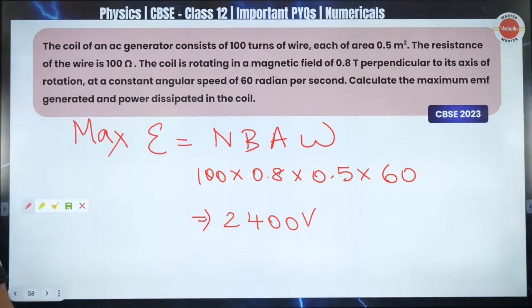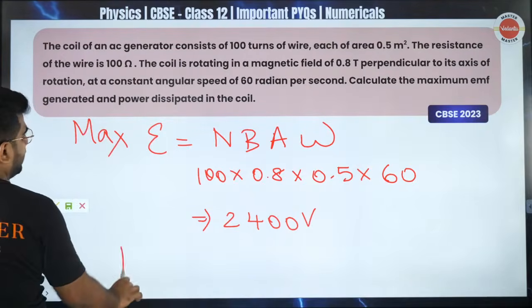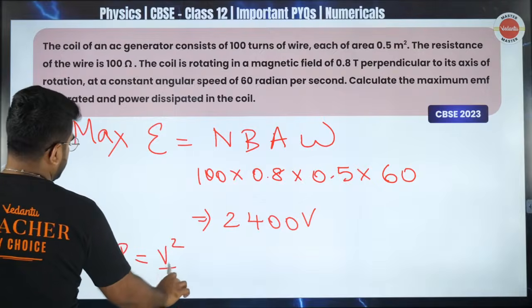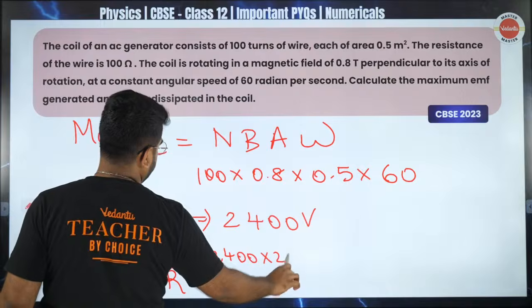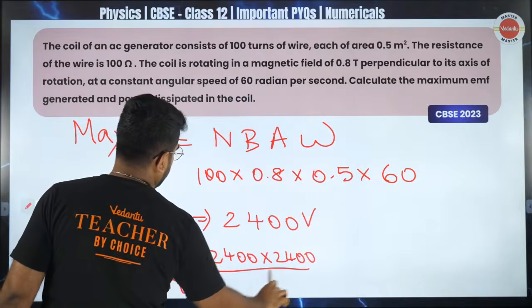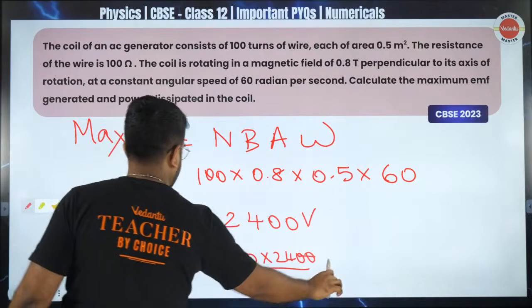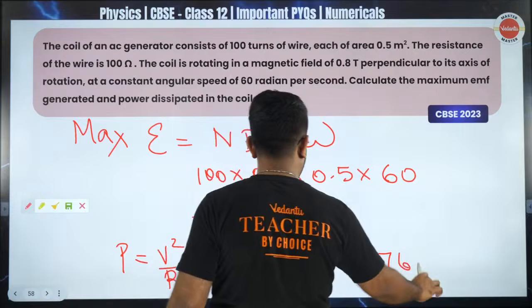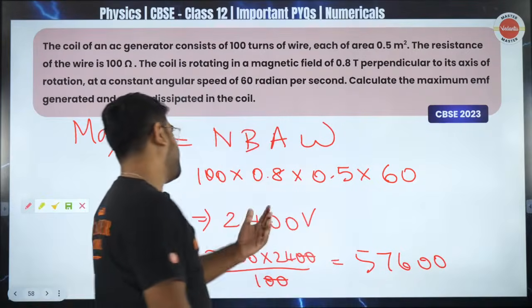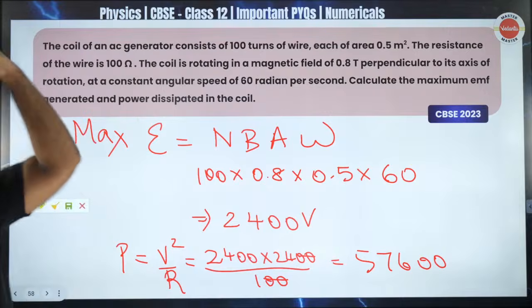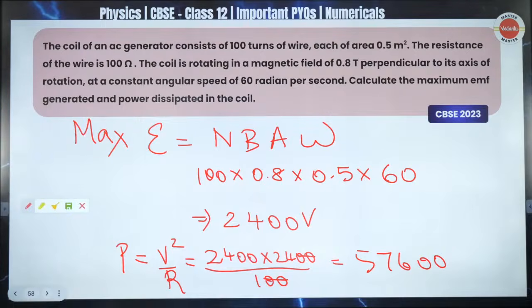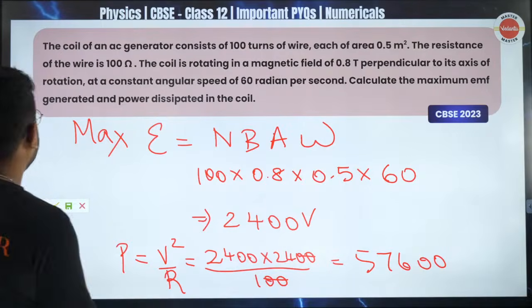Power dissipated is V square by R. So that will be 2400 into 2400 by R. So it is 57600, which is 5.76 into 10 to the power 4. Okay, that's it. Let's go forward.